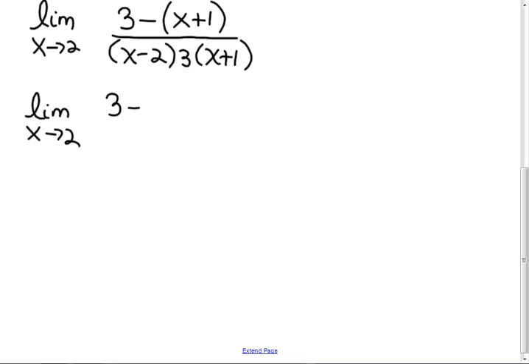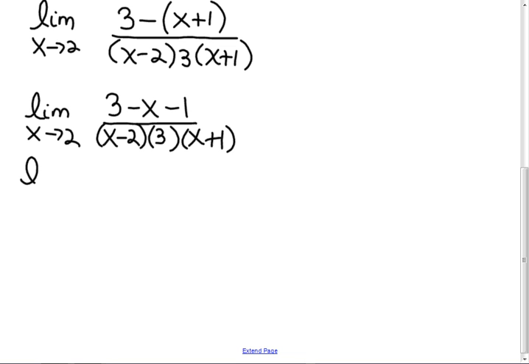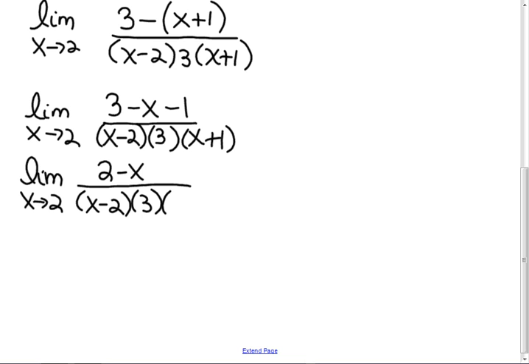That's 3 minus x minus 1 or plus 1? Minus 1. If you don't put the parentheses in, for sure you're probably going to get it wrong. Remember, you had 0 over 0. So if you simplify it and you don't get 0 over 0, then you know something's not right. You know you made an algebra mistake. Okay, so this is 2 minus x over x minus 2 times 3 times x plus 1.